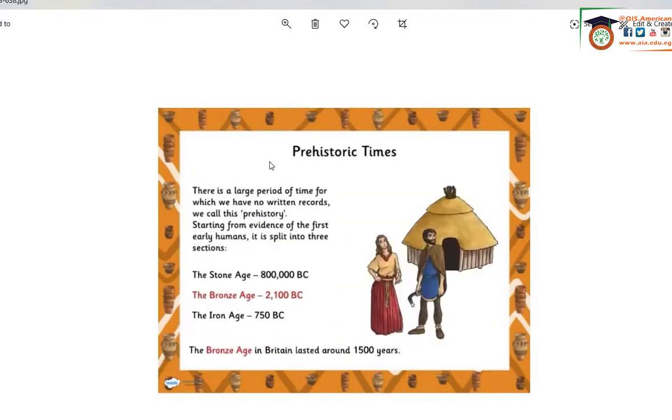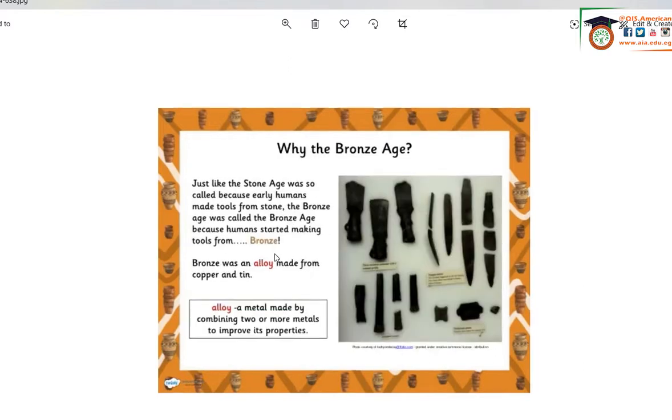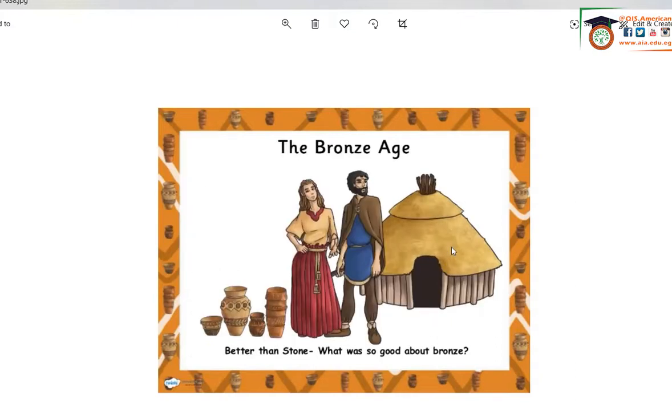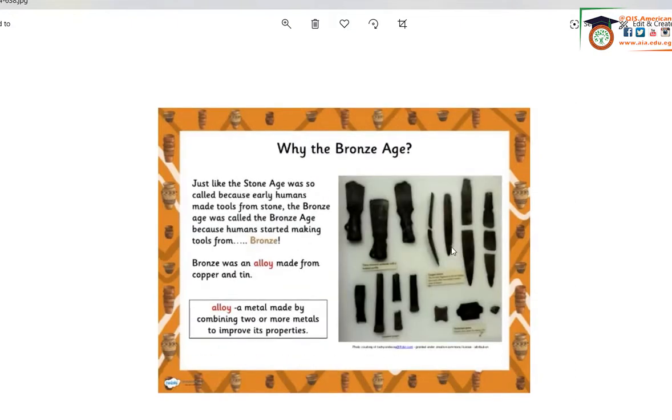What is the meaning of Bronze Age? Well, Bronze Age is the age that people started using bronze to make tools from it. Again, what is the meaning of Bronze Age? Bronze Age is the age that people started using bronze instead of stones. That's why we call it Bronze Age.